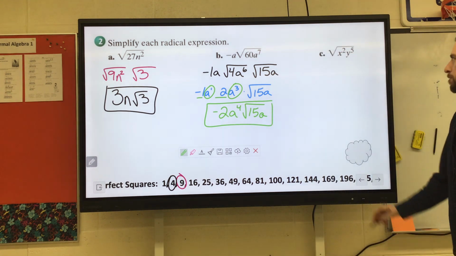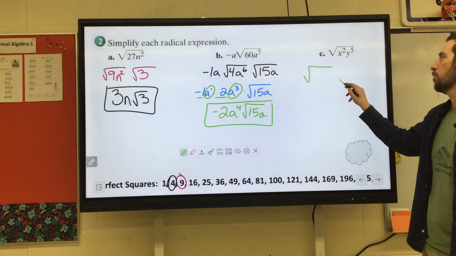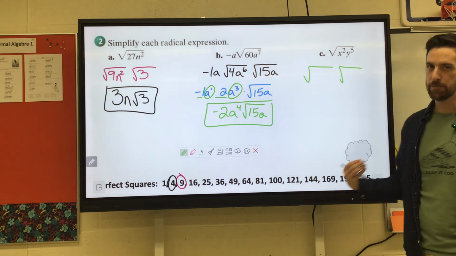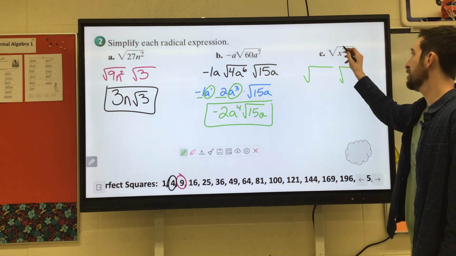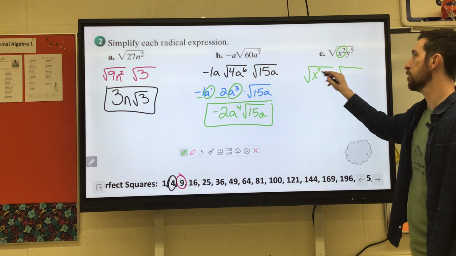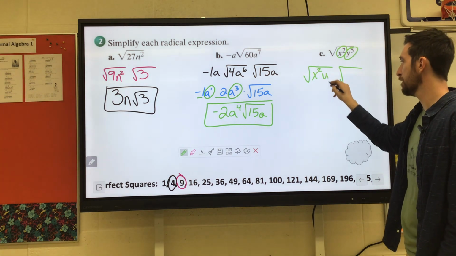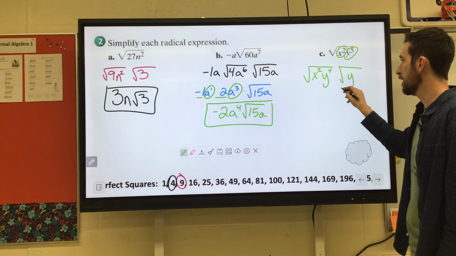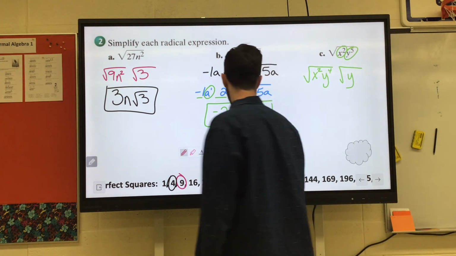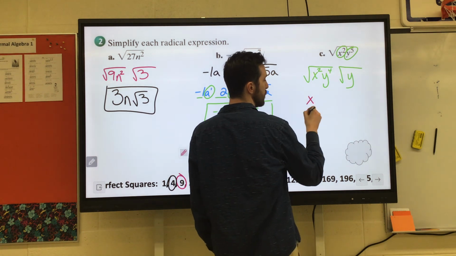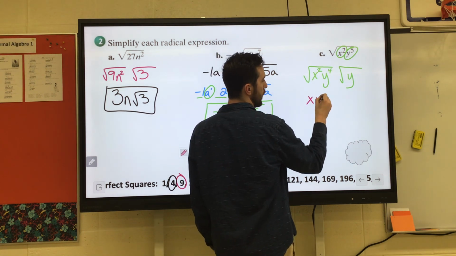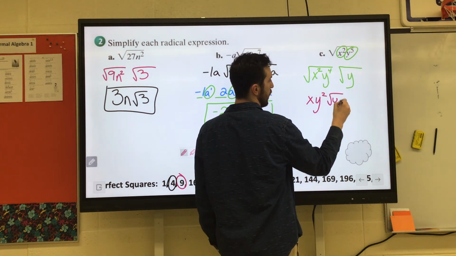All right, here we go. X squared y to the 5th. It has to be even for it to be a perfect square. X squared, hey, that's an even exponent. Y to the 5th, ooh, no dice. But 4 of them are perfect. And then just 1 in the leftovers. Square root of x squared is x to the 1st. Square root of y to the 4th is y to the 2nd. And then you got your root y.